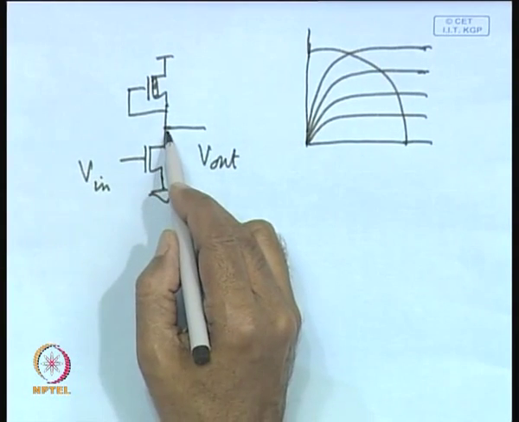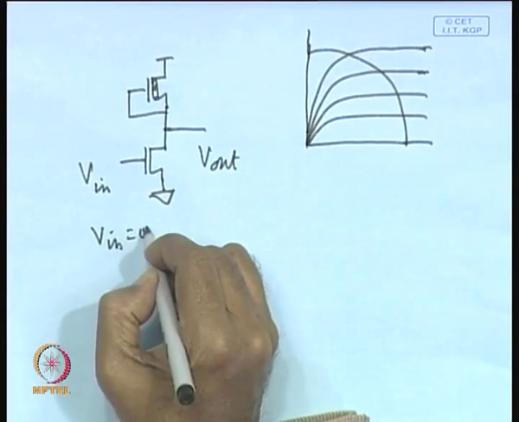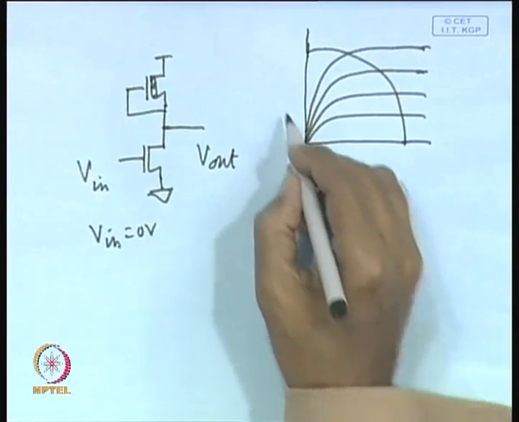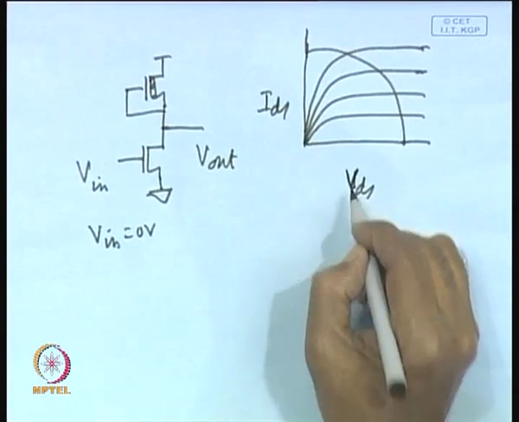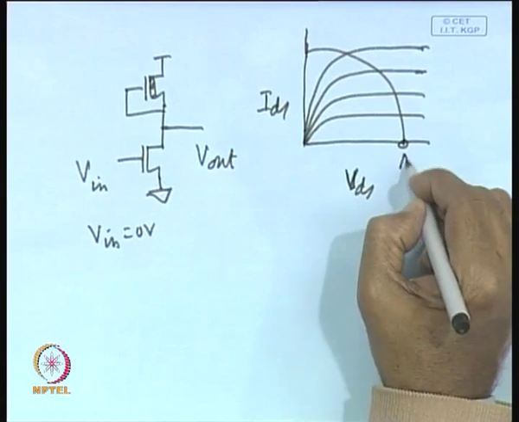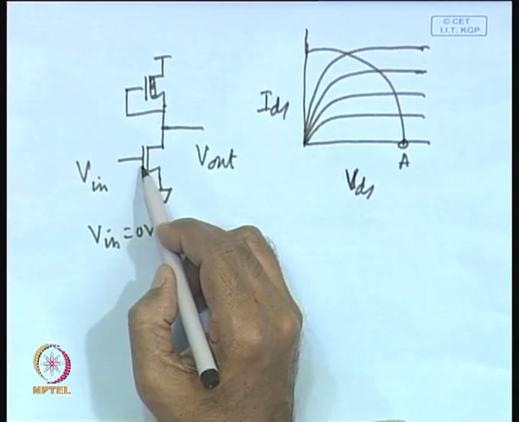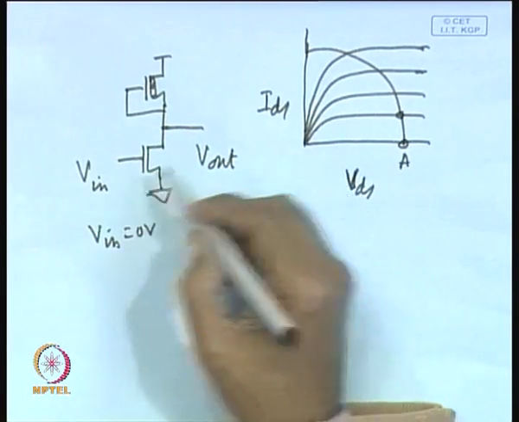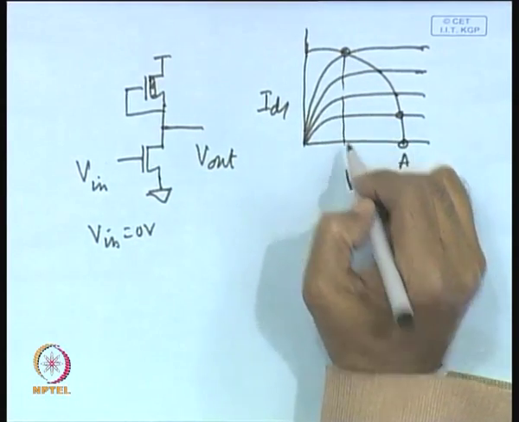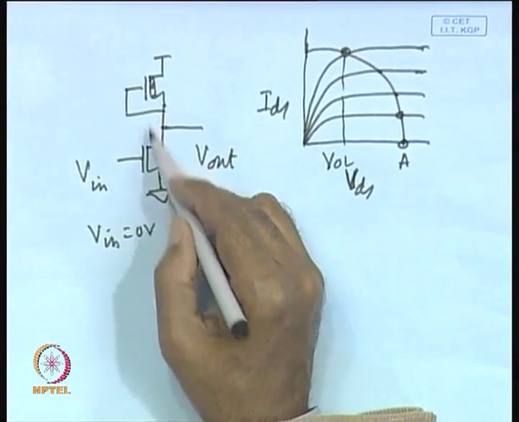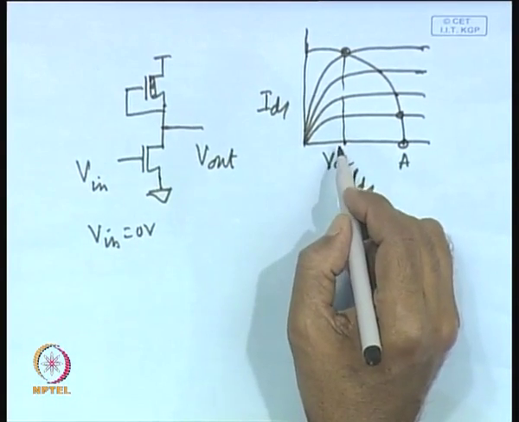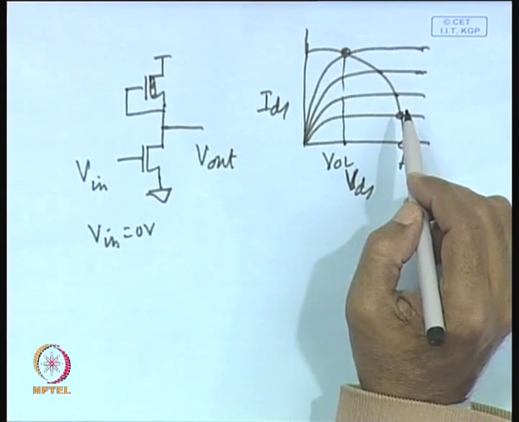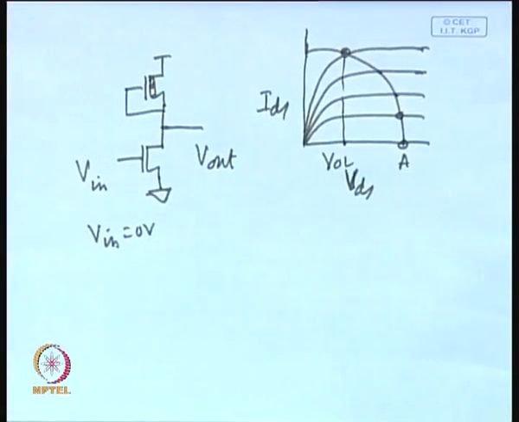Initially, whenever V in is equal to 0 volt, what will be the output? This transistor is off and this transistor is on, so you will get VDD at the output. This is your IDS and this is VDS. Initially the voltage will be here at A, and as the voltage goes above the threshold voltage of this transistor, it will move to this point. Then as the voltage is increased, it will move gradually and ultimately reach this point, and this is the VOL. At that time both the transistors are on, and you will get an output voltage which is decided by the ratio of these two transistors. The question is not very clear from this writing. Anyway, whatever I have understood, I have explained.